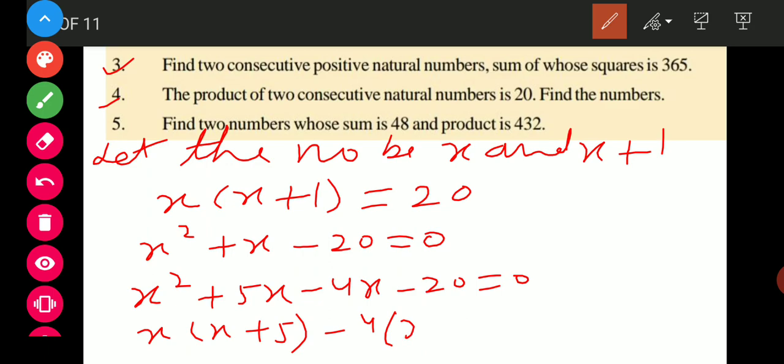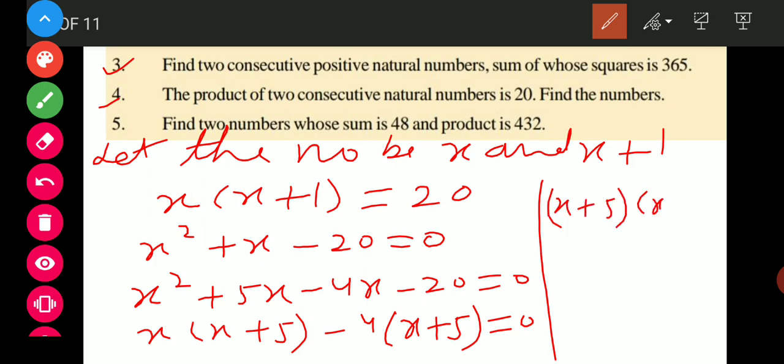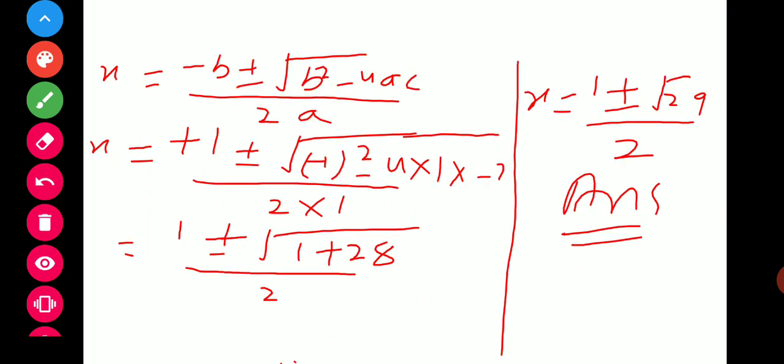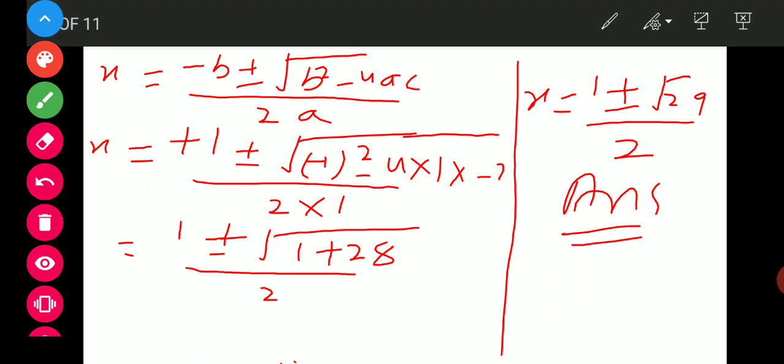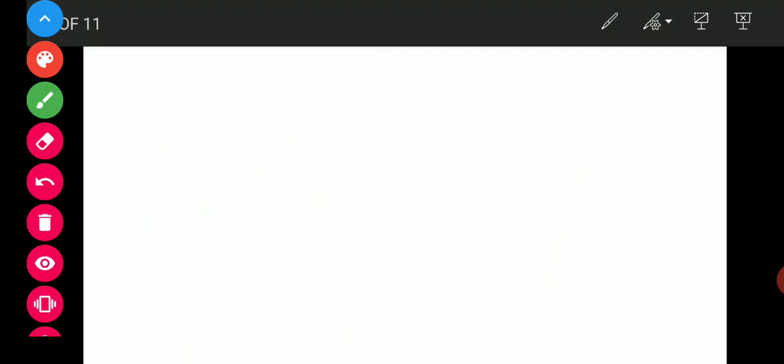Taking x plus 5 as a common factor, we get x plus 5 equal to 0. That means our factors are x plus 5 and x minus 4 equal to 0. So take x minus 4 equal to 0, x equal to 4. So number B, x is equal to 4.